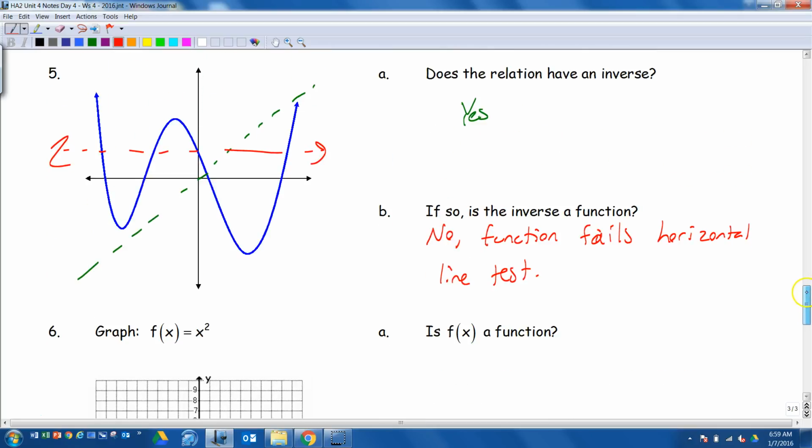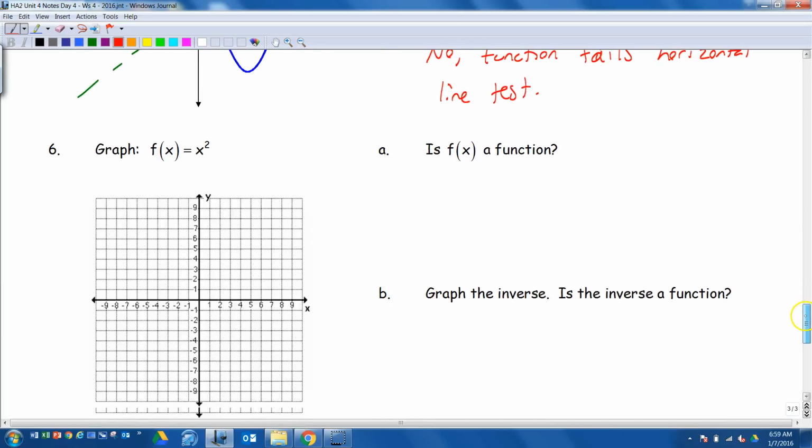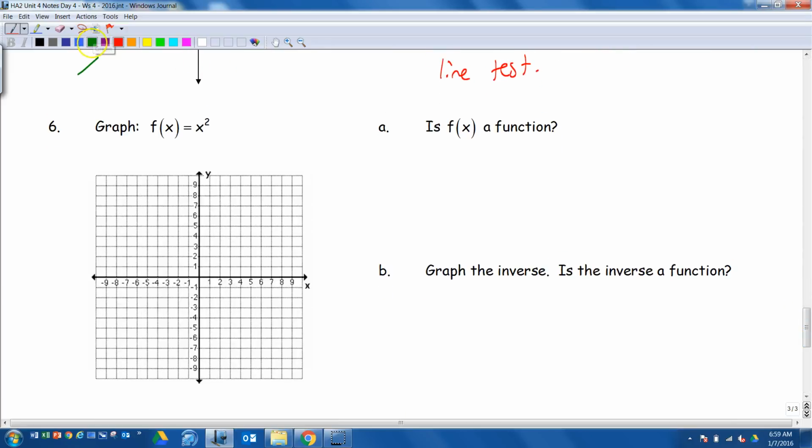So again, the blue graph is a function because it passes the vertical line test, but its inverse is not because the blue one does not pass the horizontal. So let's graph f of x equals x squared, our basic graph: (0, 0), (1, 1), (-1, 1), (2, 4), (3, 9), (-2, 4), (-3, 9). All right, so there is that.